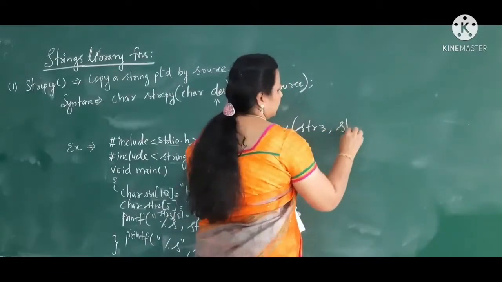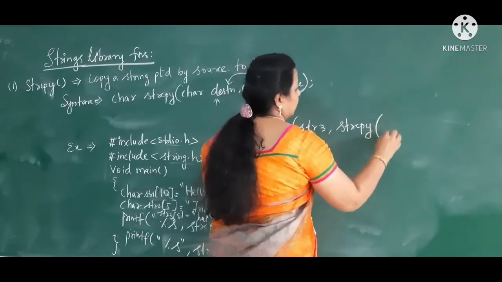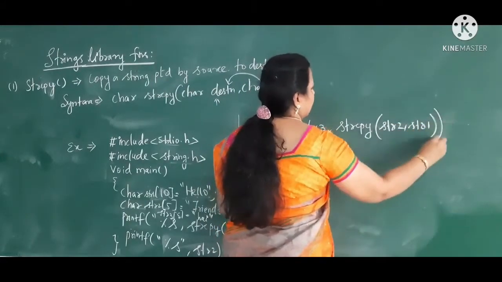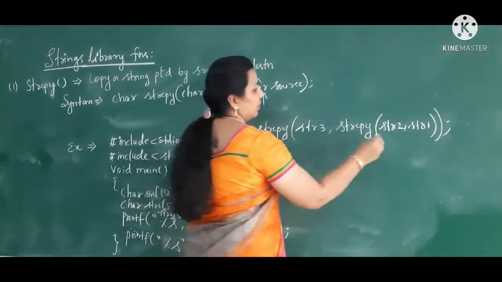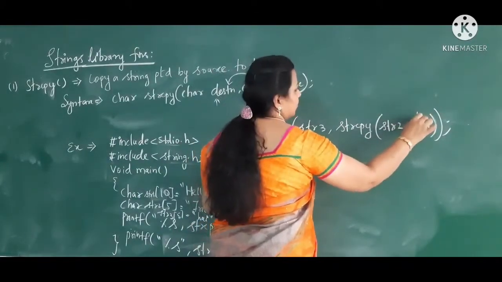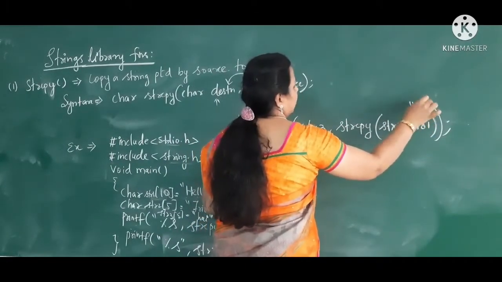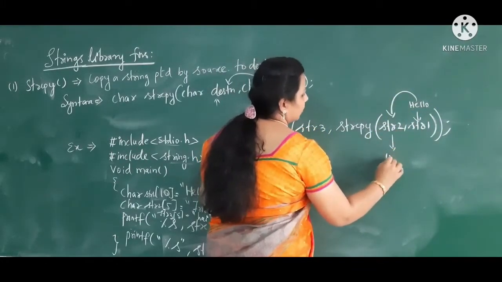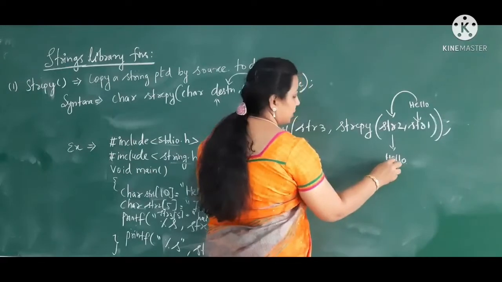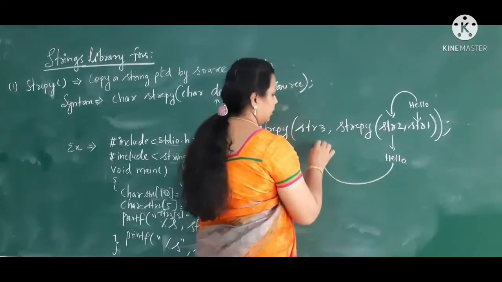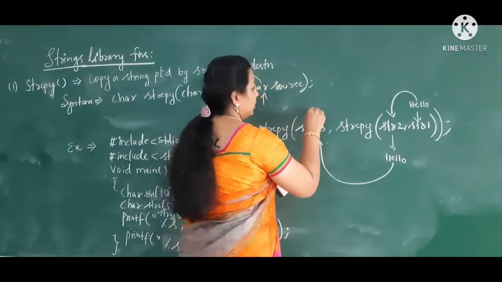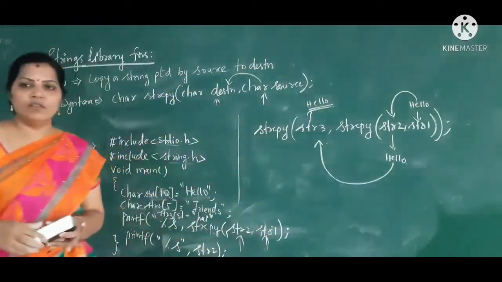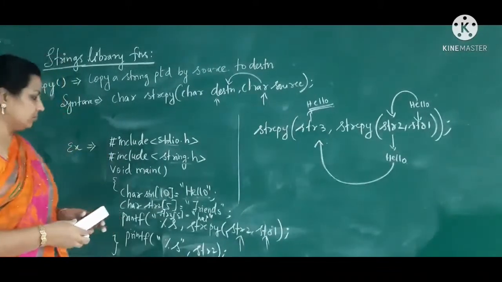So str3 is strcpy of str2 comma str1. What happens here? String 1 contains hello, which is copied into the destination. So now string 2 will have hello. Now this is my source, and it is copied into string 3. Now string 3 will have the content hello. So I can have chain reactions.